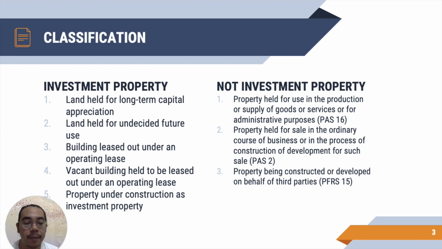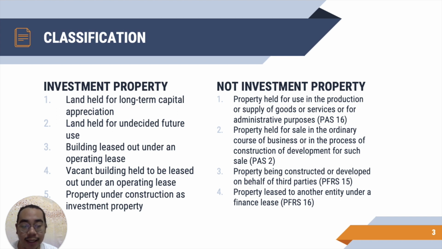Yung mga property being constructed or developed on behalf of third parties. So kunwari, nagko-construct ka ng building for another person that is under PFRS 15, you do not recognize the asset but you only recognize the revenues from the construction. And number 4, property leased out to another entity under a finance lease. Kasi if you are a lessor and then you lease out a property under a finance lease, i-derecognize mo yung asset kasi technically wala kang control over the asset at si lessee ang mag-recognize nun. That is in accordance with PFRS 16.